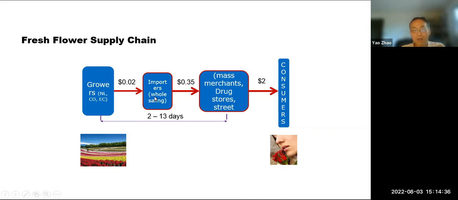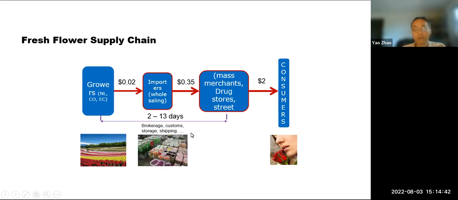All right, the wholesalers are very important because they're going to handle the customs, the breakage, right, storage and shipping. They are responsible for a significant function in this supply chain, and the price they are selling at on average to the florist is about 35 cents per stem, right? And as a florist, what would you do? What would you do, right? You do decoration, you do storage, you do selling, right?